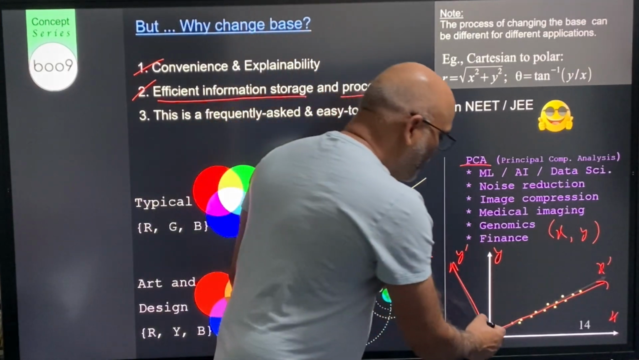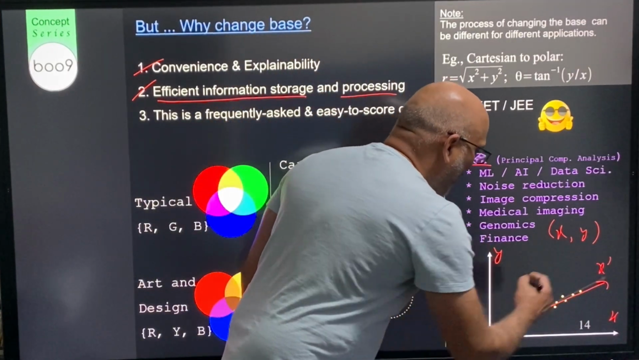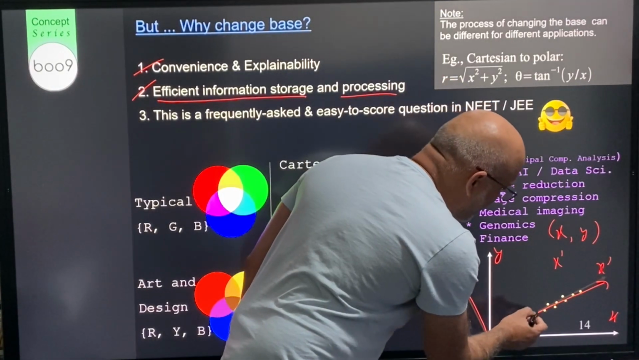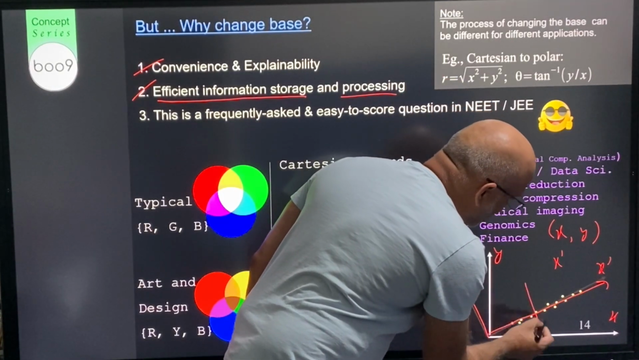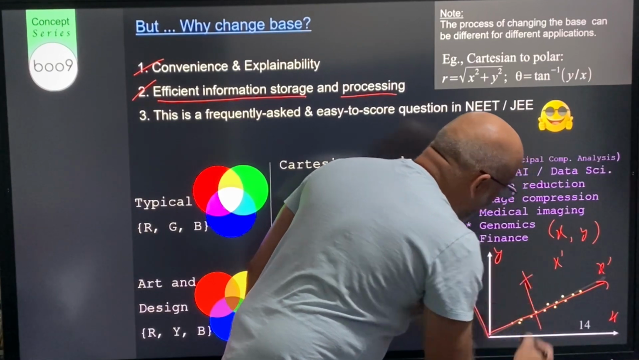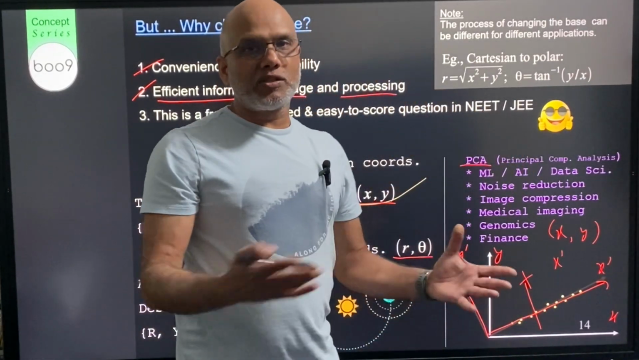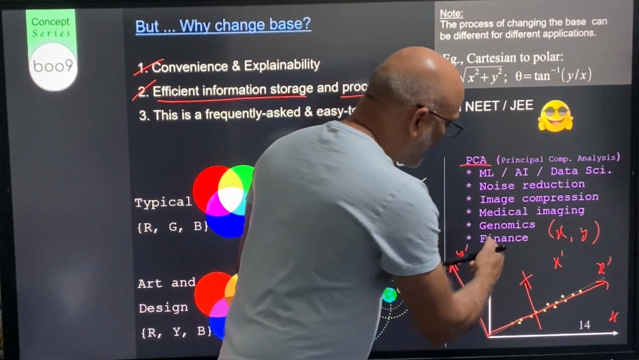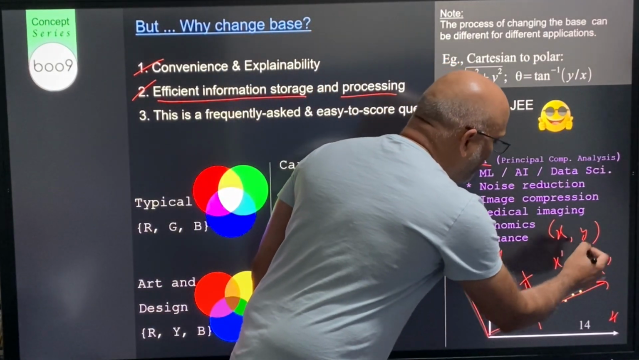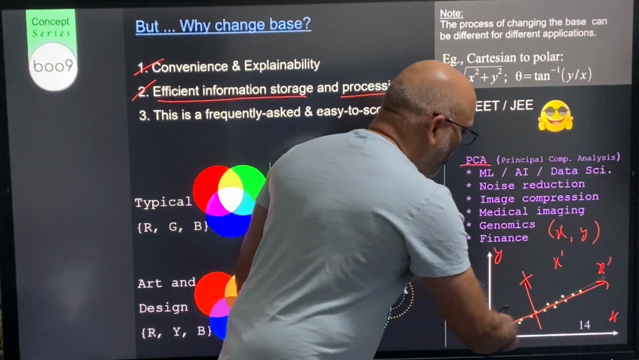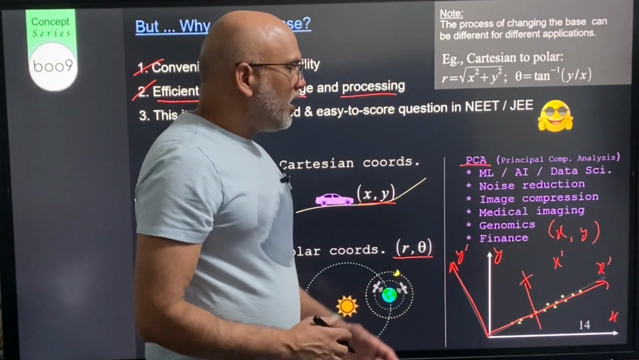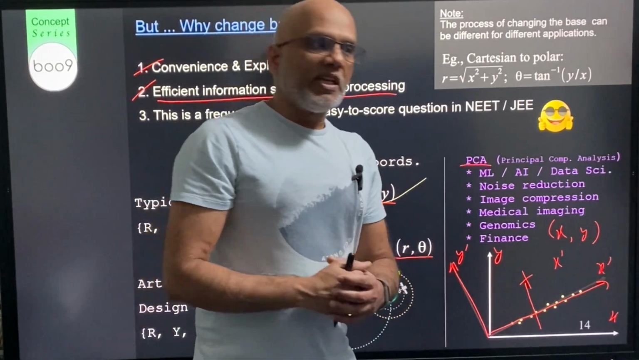Now, if I use this as the coordinate system, I need only one number, x prime, because the variation of this data in the y prime direction is very negligible, and I can neglect that. In many applications, actually, we can do that. So in the original coordinate system, I needed two numbers for each point. In the new change of base, x prime, y prime, I need only one number. So there is already a 50% saving.